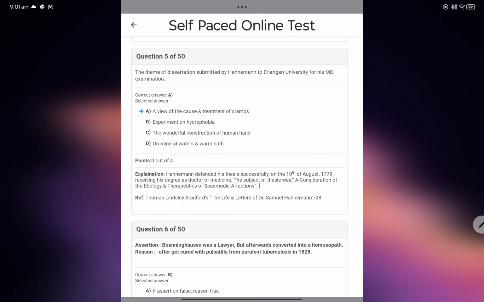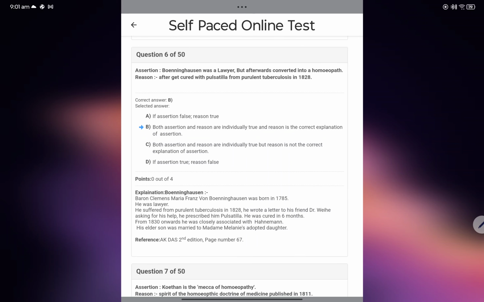The theme of dissertation submitted by Hahnemann to Erlangen University for his MD examination. The answer is a view of the cause and treatment of cramps. So I will read again. The theme of dissertation submitted by Hahnemann to Erlangen University for his MD examination. The answer is a view of the cause and treatment of cramps.